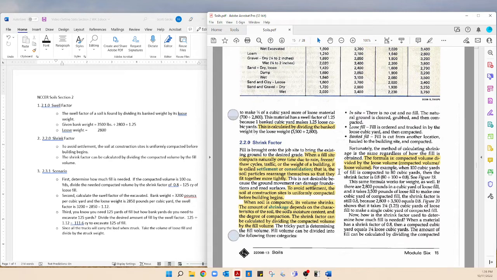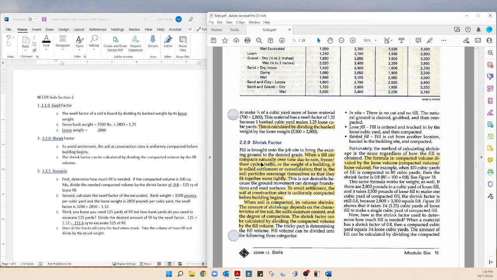Back to the formula. Let's see, where is that? Right quick over here on this other page, these are kind of notes that I wanted to put up here that I consider important. To avoid settlement, here it is, let's read this. Fill is brought onto the job site to bring the existing ground, which is fill up the hole, to the desired grade or the roadbed.